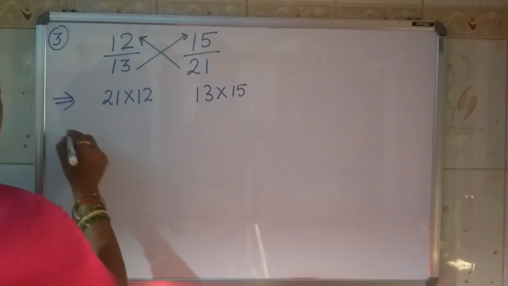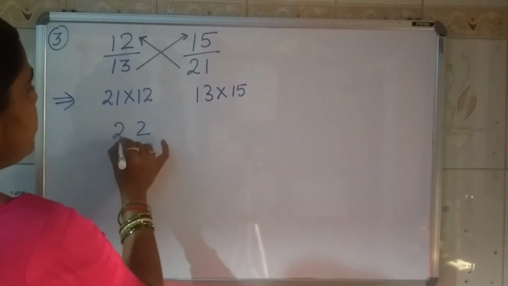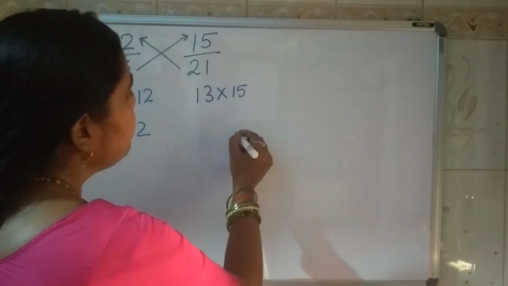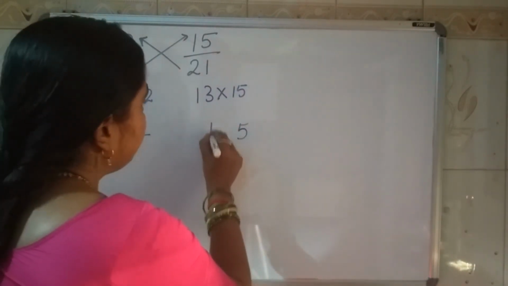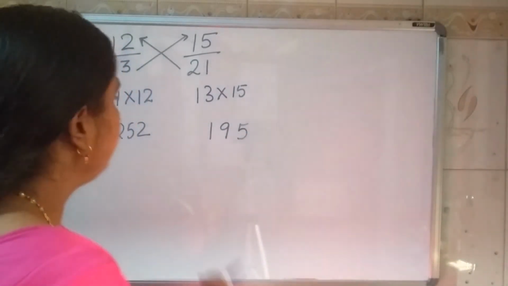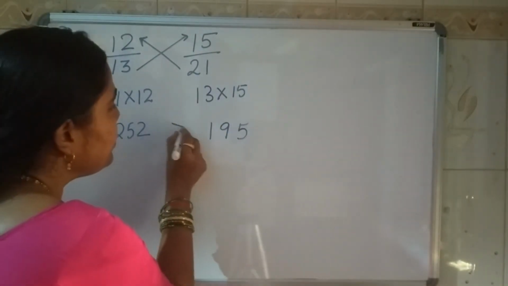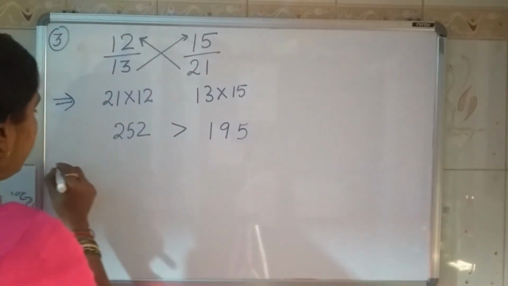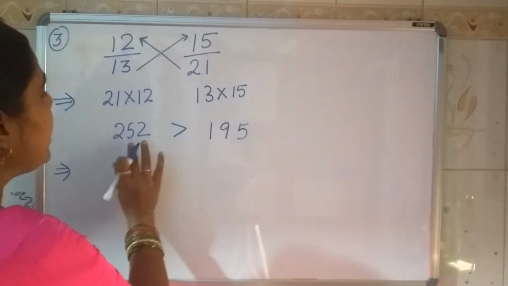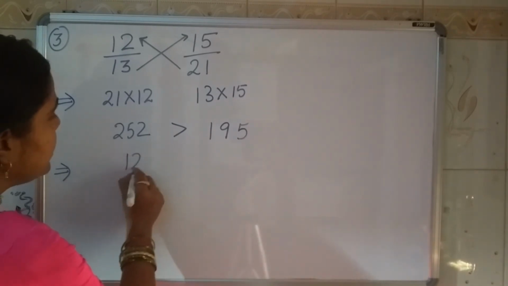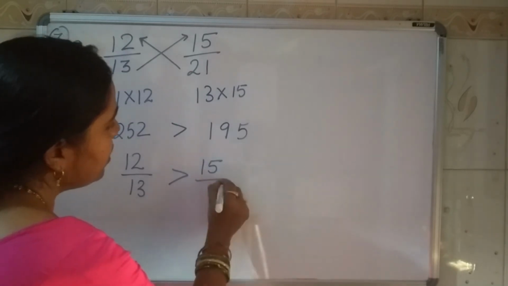Okay. Now 12 1s are 12, carry 1, 12 2s are 24 and 1, 25. 13 5s are 65, carry 6 and 13 1s are 13 and 6, 19. So it is 195. You can see 252 is greater than 195. It means 252 is the greater one. So what we have to do now, we will write down 252 is greater than 195 and 252 comes from 12 upon 13. So 12 upon 13 is greater than 15 upon 21.